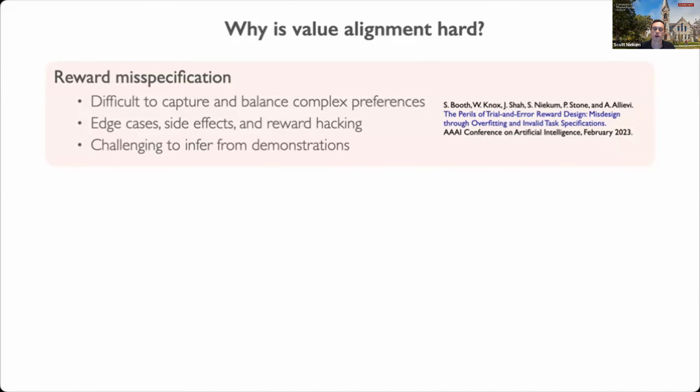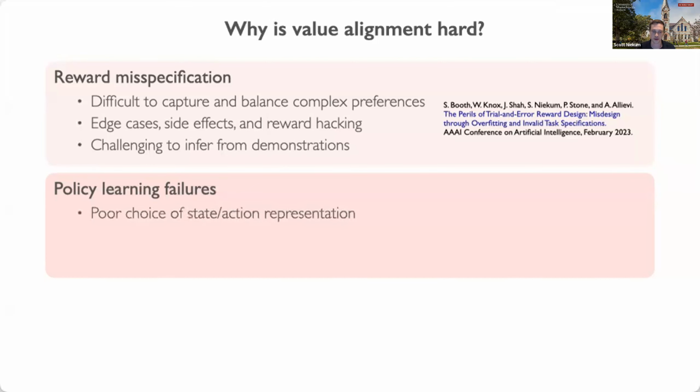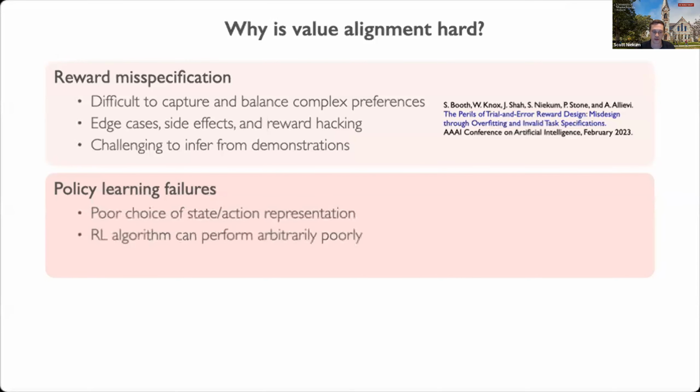However, even if we are able to write down a really great reward function for a task, there are also difficulties with learning policies in the first place. And this can come all the way from how we decide to define our problem in the first place, state action representation, for example. It can be difficult just because RL doesn't work very well in general. We don't have great RL algorithms yet. They can perform arbitrarily poorly, or you might learn a good policy and then you have distribution shift.